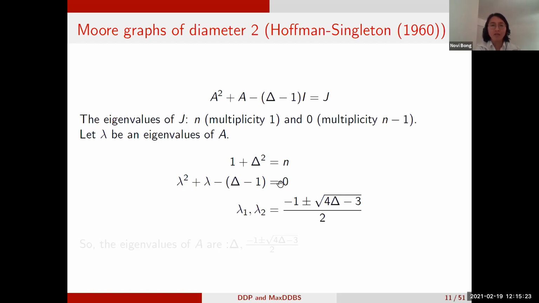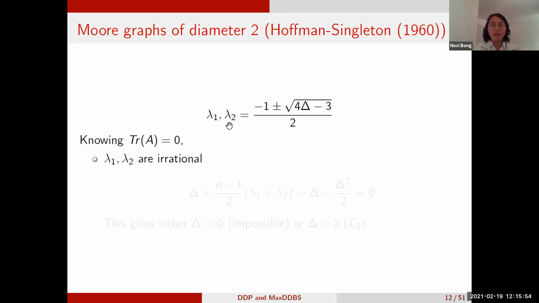Okay. Solving this equation gives us that lambda 1 and lambda 2 are in this form: minus 1 plus or minus the square root of 4 delta minus 3, over 2. Okay. So the eigenvalues for A, there are three choices. One of them is the capital delta, because it's a regular graph, and then lambda 1 and lambda 2 are here. Okay, so what do we know?